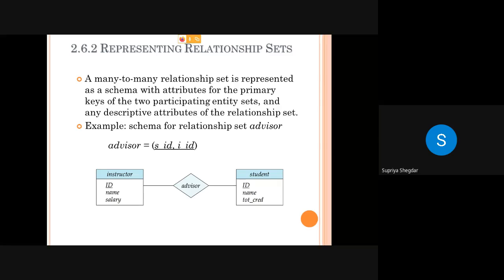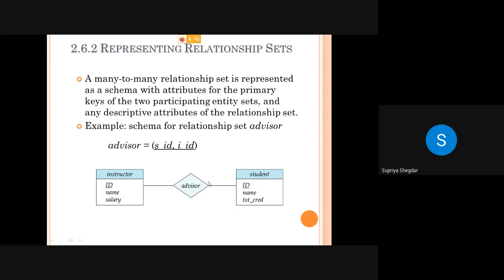Meaning if there is a many-to-many relationship between two entity sets, then we can create a new schema and give that schema the name of the relationship set, here advisor. So here advisor is our new schema, and for this new schema we give attributes. So what are the attributes? These attributes are nothing but the primary key of every entity involved in that relationship. Here only two entities are involved, that is student and instructor.